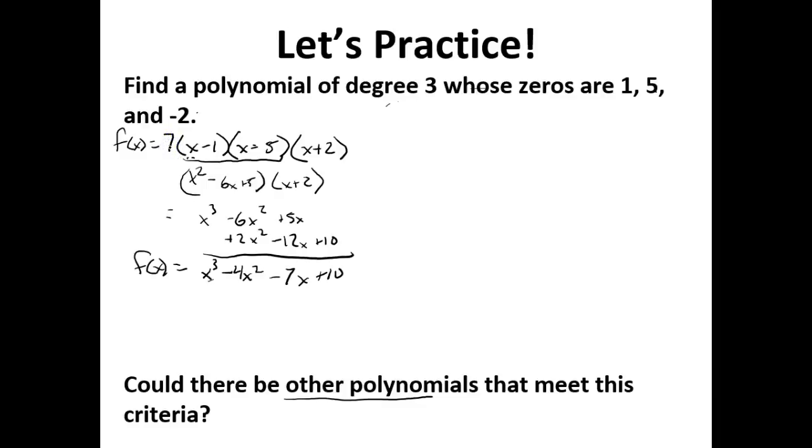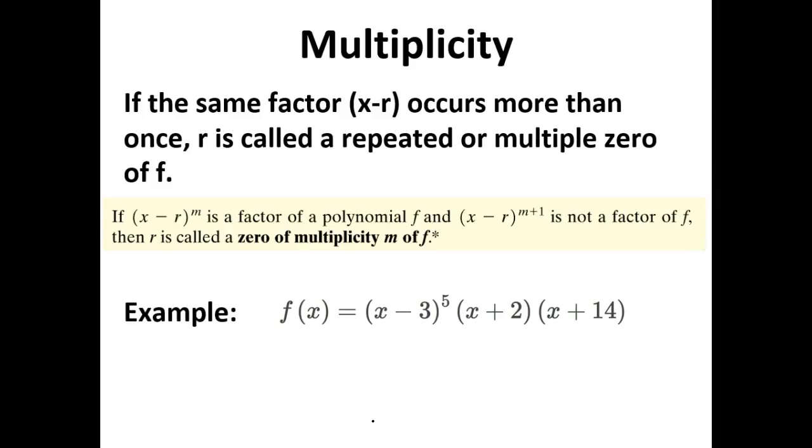If we multiplied everything by 7, would that still work? Well, yeah, because when we factor it all out, the 7 would be out front. These factors here are still going to have the same zeros. So the answer is yes. There could be other polynomials that meet this criterion.